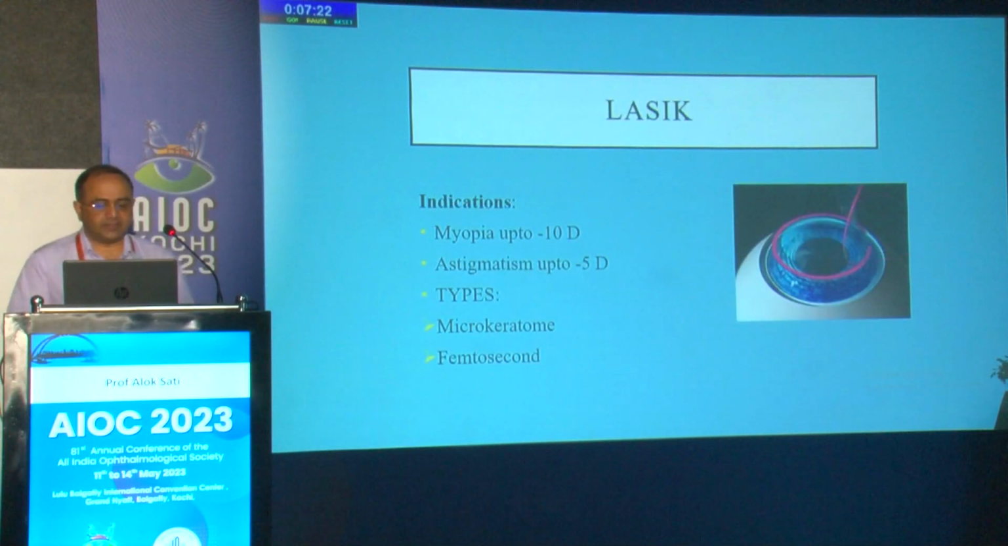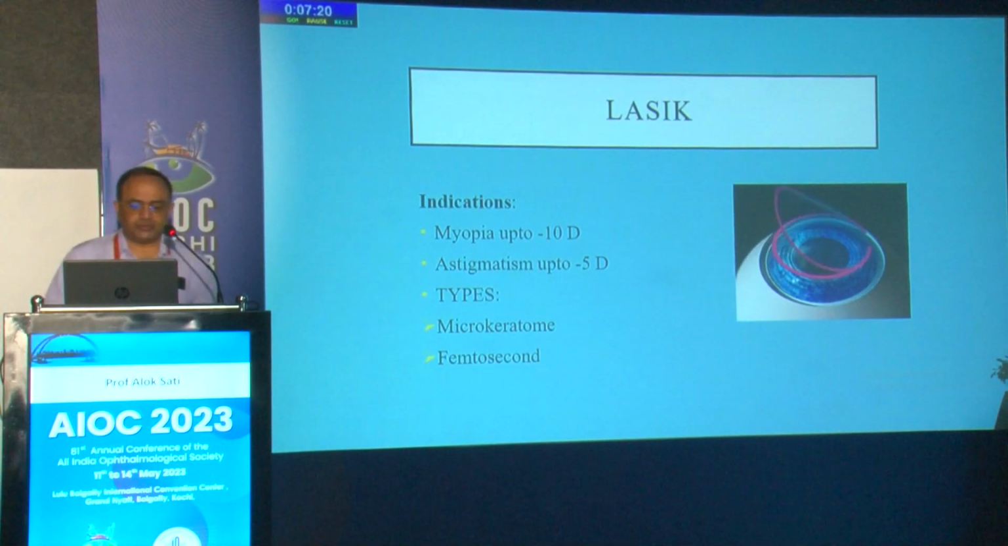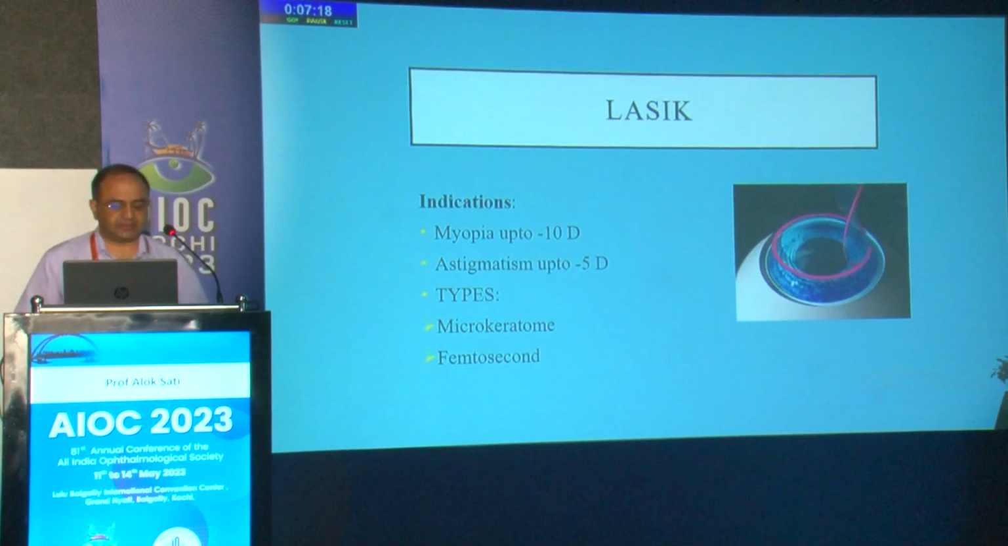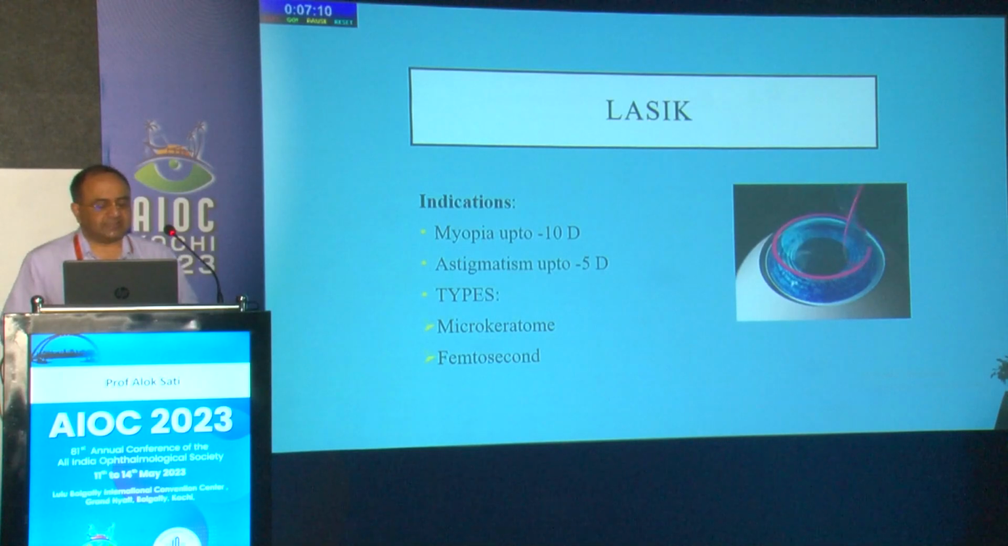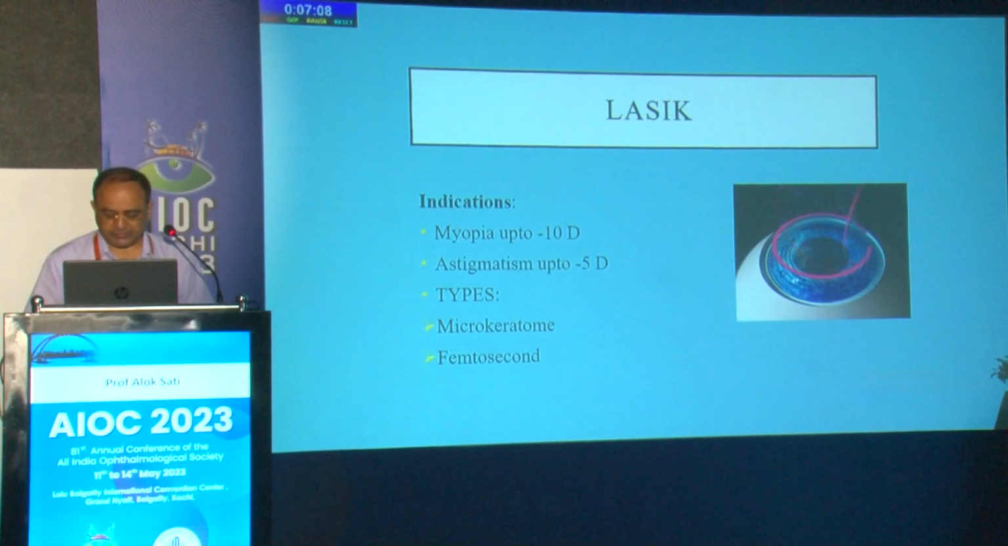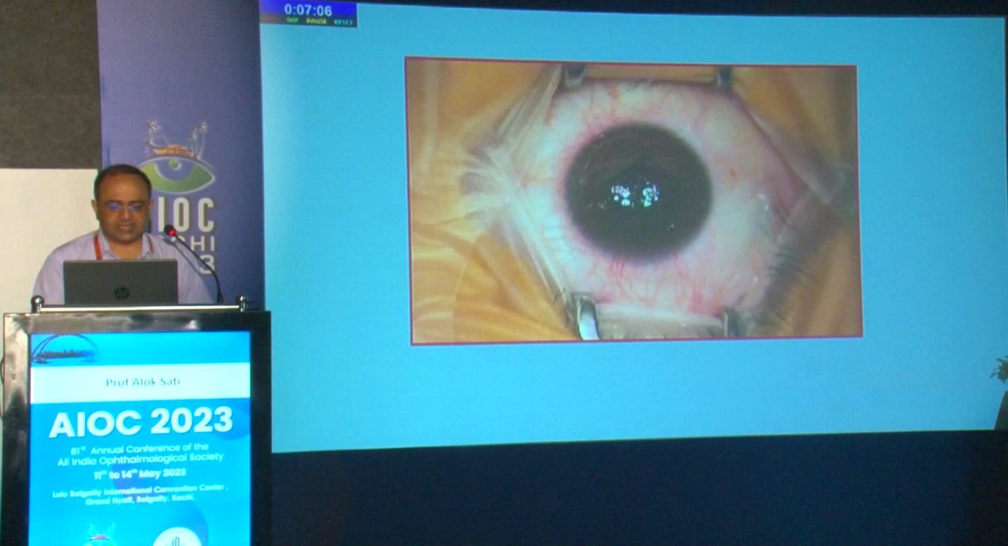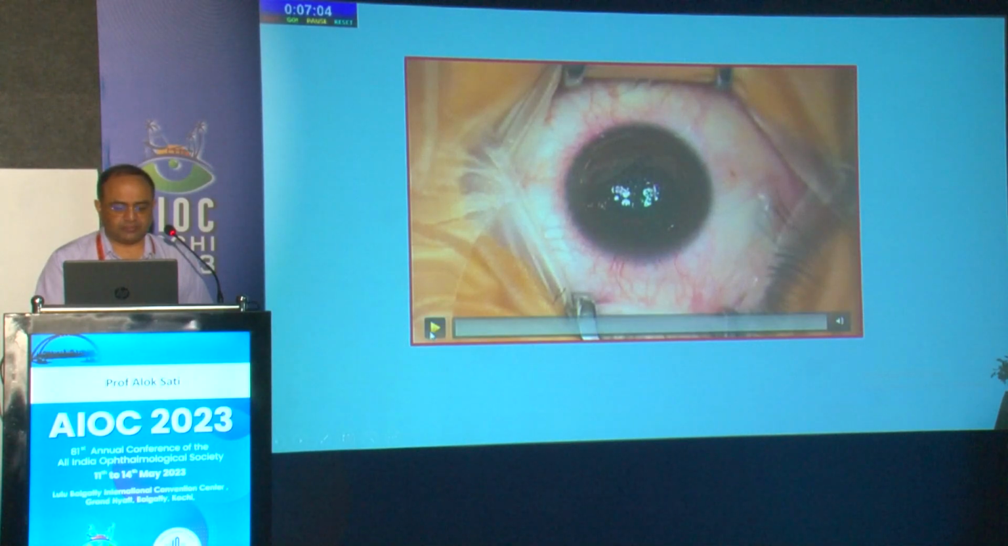LASIK. With the LASIK procedure, we treat up to 10 diopter, though it's quite variable depending on the surgeon and on the corneal thickness. And we perform LASIK either by microkeratome or by femtosecond laser. And this is how the procedure is being performed.